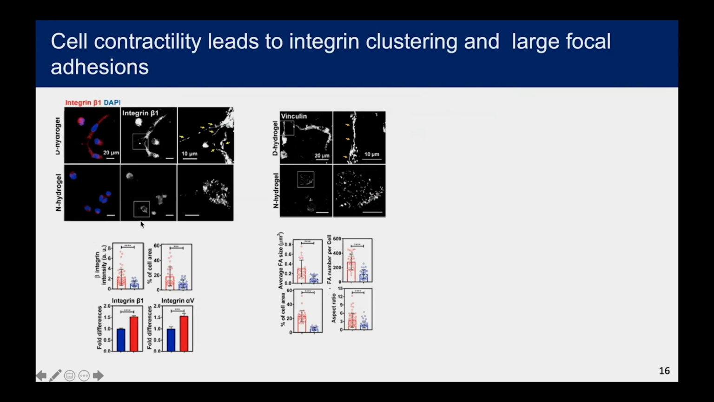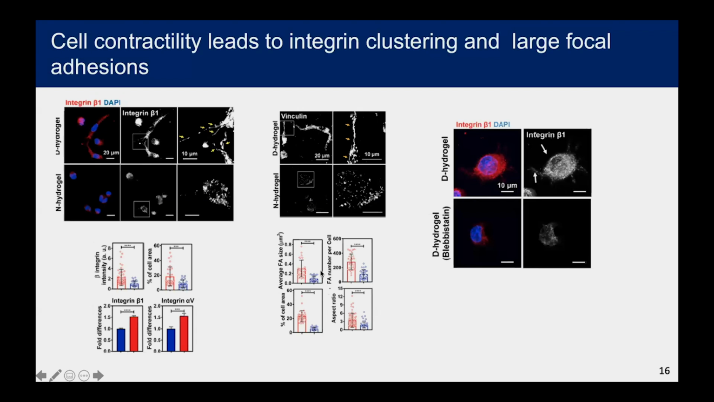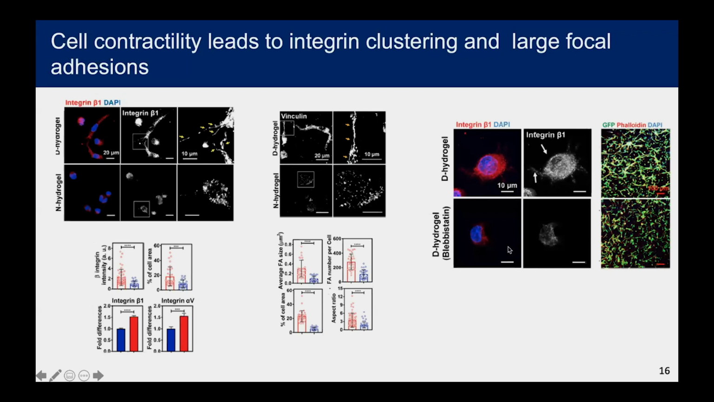We also did some qPCR and showed the differences in integrin beta 1 and integrin alpha V in the dynamic versus the non-dynamic. This leads to large focal adhesion formation, here marked by vinculin. Again, we could see the difference between the dynamic and non-dynamic. And when we inhibit the contractility of these cells with blebbistatin, we could see, of course, a downregulation of the integrin clustering, and this also leads to inhibition of the network compared to controls.